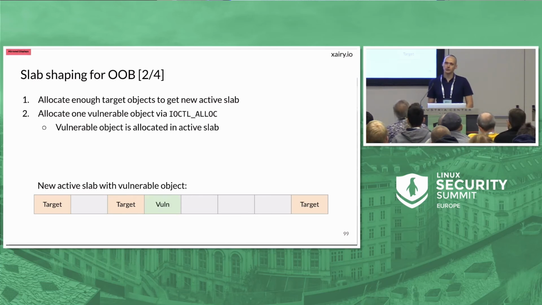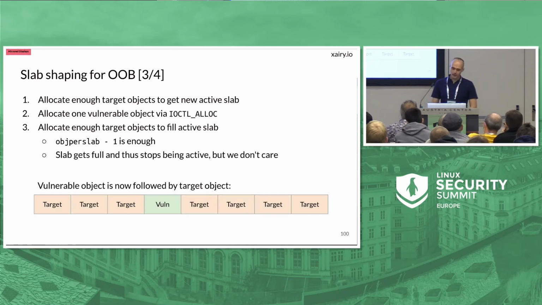So the assumption is that we do have some target objects on the active slab. Now we're going to use our syscall that allocates one vulnerable object. And of course, because the allocation happened from the active slab, the object is going to be allocated from the active slab. And it's going to be placed somewhere in the slab, we don't know where exactly.